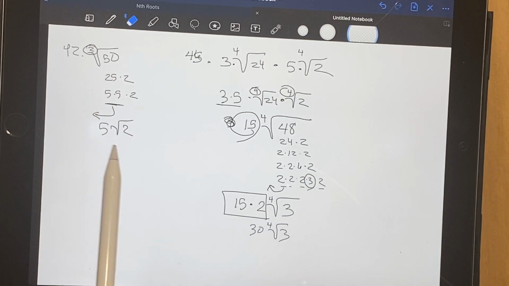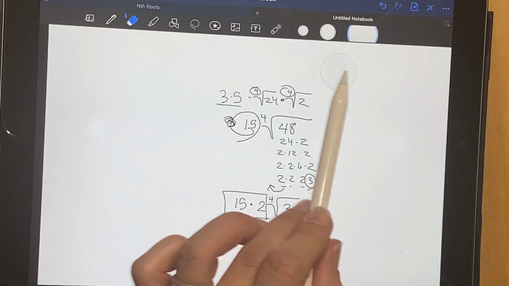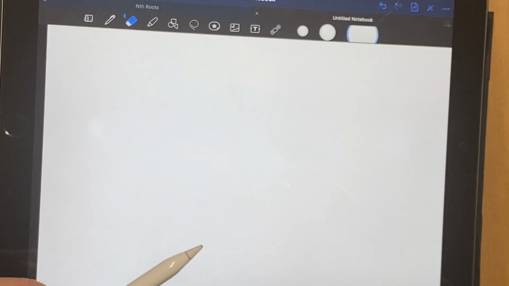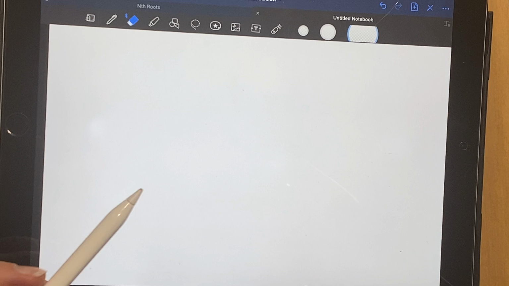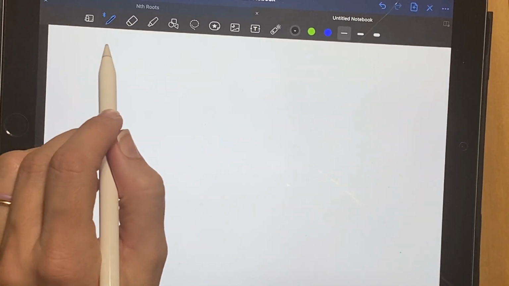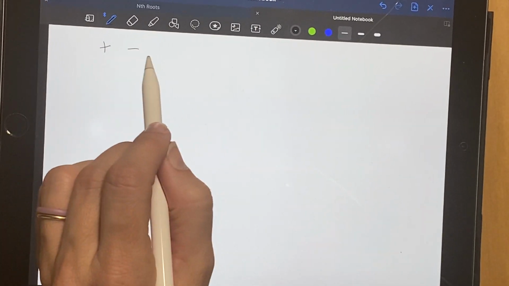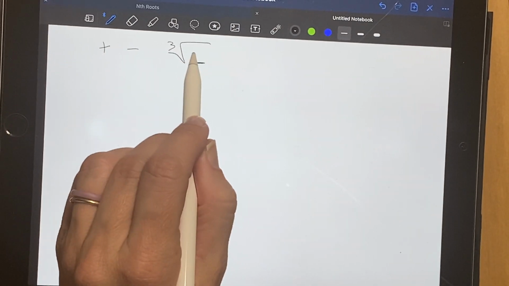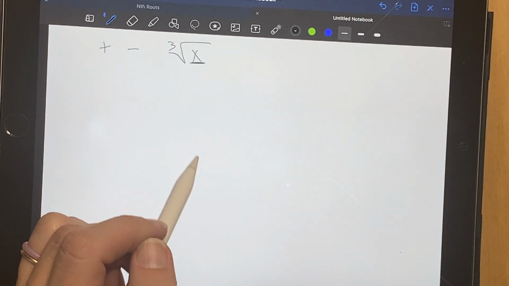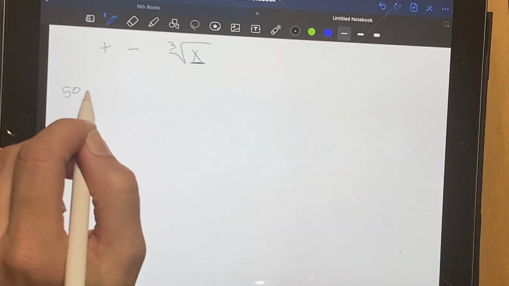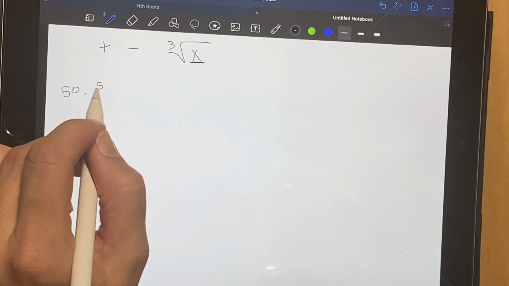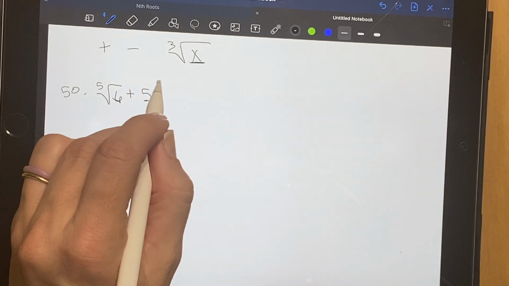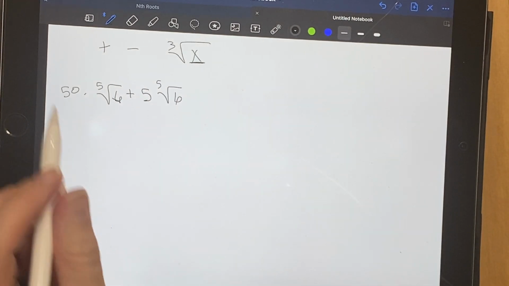Okay, so for 50 through 55, it says combining roots and radicals. And so these are addition and subtraction problems. Remember, for addition and subtraction, both our index and our base have to be exactly the same. So let's look at 50. We've got fifth root of 6 plus 5 times the fifth root of 6.